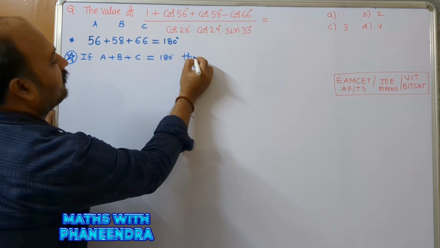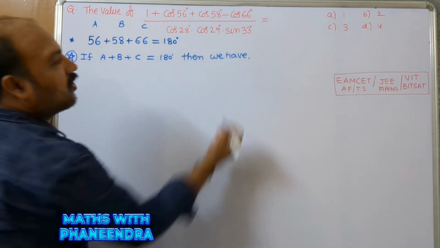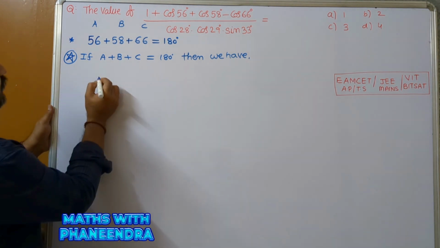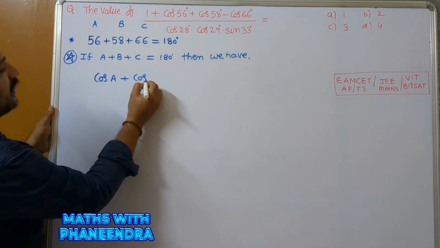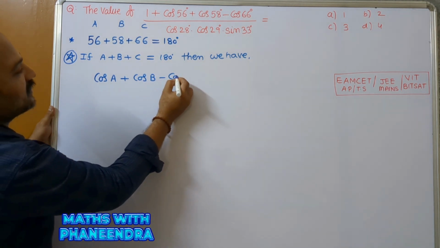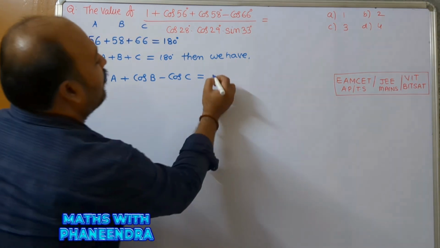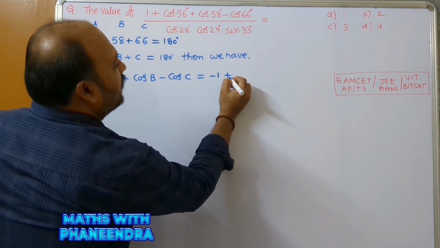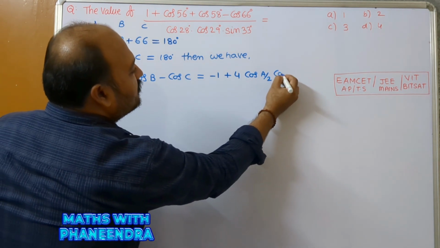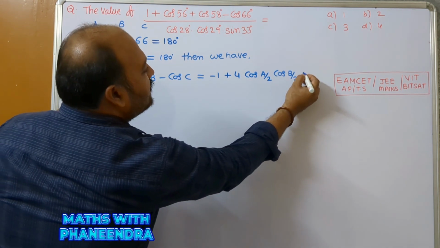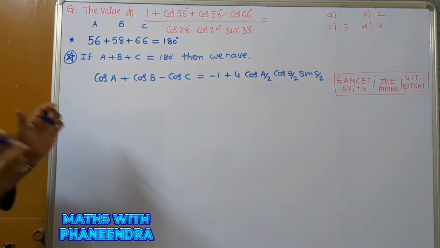then we have one important result. What is that result? Cos A plus cos B minus cos C is equal to minus 1 plus 4 cos A by 2, cos B by 2, and sin C by 2. This is a very important result.